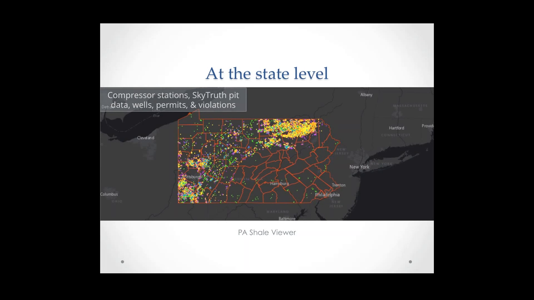Some of our most valued maps are showing state-level data. This map of Pennsylvania, for example, shows the following types of data. Compressor stations are shown in green. This is a partial data set that some partners of ours helped to compile. Pits are shown in blue and were crowdsourced using volunteers that another partner of ours, SkyTruth, coordinated. Violations are the yellow dots, drilled wells in orange, and permits in purple. Now, all of that data is provided online through the PA Department of Environmental Protection.